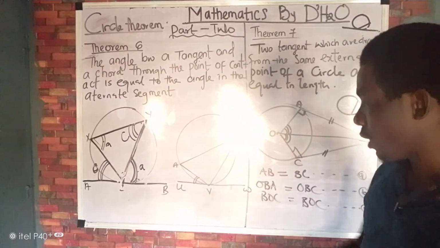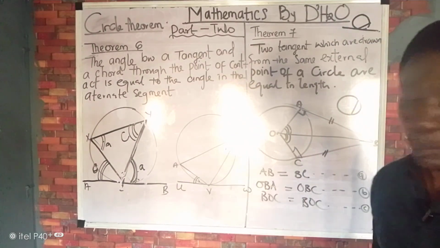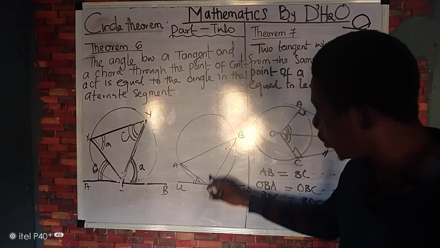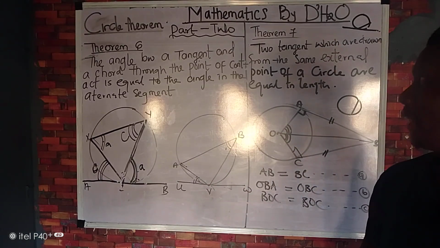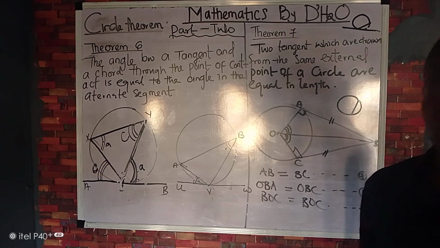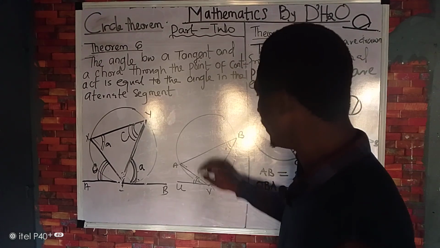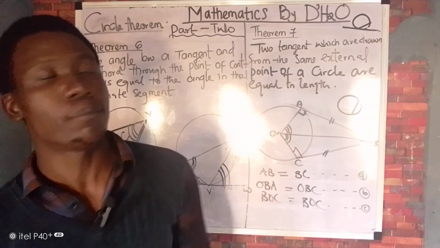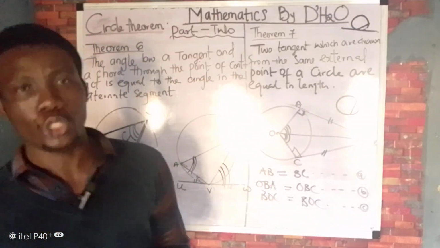So you see that this angle and this angle are equal, because this is a tangent and this is a chord, and it forms an angle which is equal to the opposite one, the alternate angles. Look at it on the board. If I have an angle here, it will be equal to the angle that is here. That is theorem 7 of circle geometry.